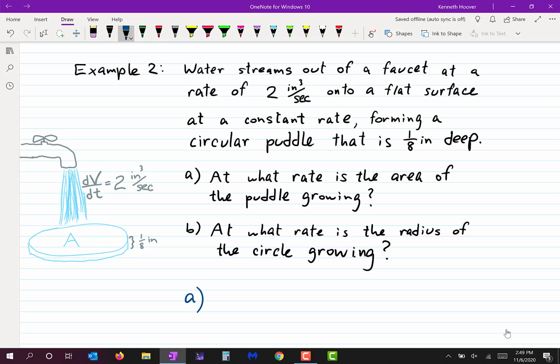Okay, now, the second question, B. What are they asking us for there? At what rate is the radius of the circle growing? So, that's this radius. Okay?